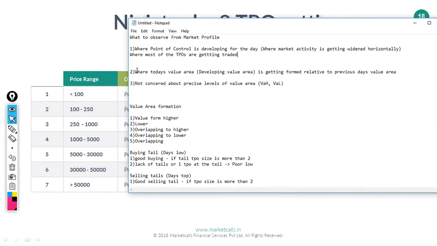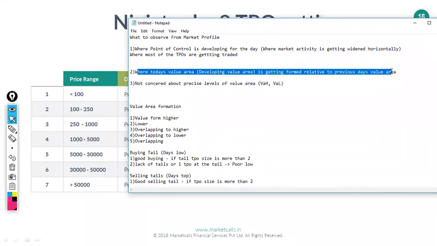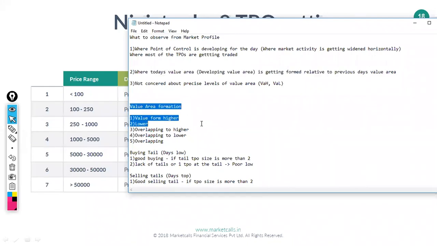We also monitor where today's value area is getting developed relative to the previous day. Compared to the previous day, a value area can form higher or lower, overlapping to higher, overlapping to lower, or overlapping. We also discussed the tails, right: which is a good buying tail, which is a poor buying tail. From that, what we can infer, if it is a poor low or a poor high, who is dominating there, who is actually taking control in the market. That's what we'll be able to discuss from the buying tail or the selling tail.